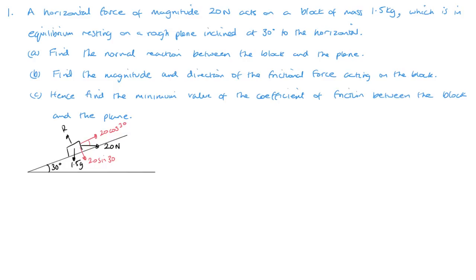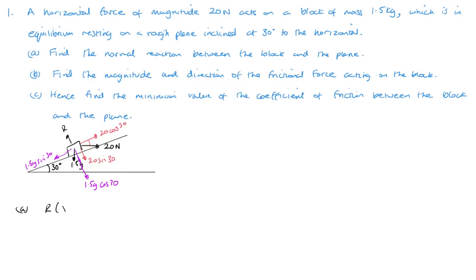And then in purple, dealing with the mass, we've got 1.5g sine 30. I'll do it down here, 1.5g cos 30. So we've got all of these forces on it, and then there will be a frictional force that we'll have to find in a moment. But first, let's do A, find the normal reaction.